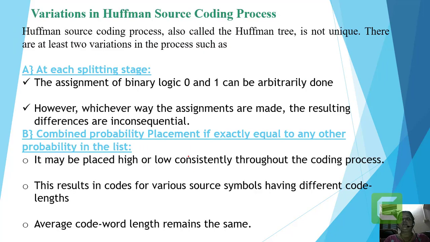So in the previous step you have seen that I said if an equal probability value comes out by combining the probabilities, then we can place that probability either at the higher place or at the lower place. So there may be variations happening in the Huffman source coding process to be obtained.